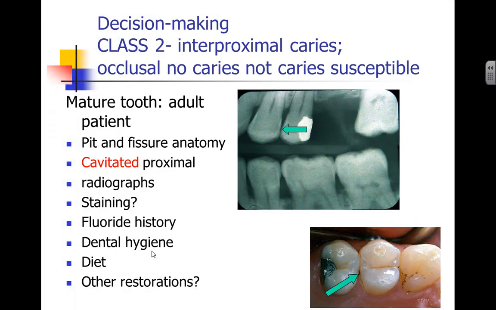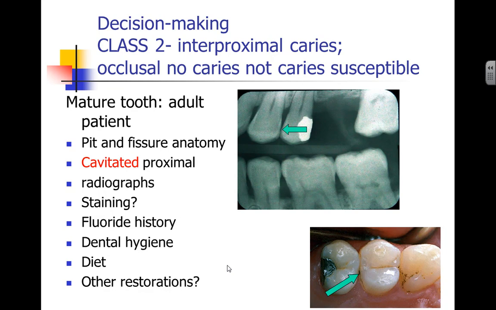For the mature tooth, the adult patient, we'll look at pit and fissure anatomy. We'll look at the cavitation on the proximal surfaces, all the things we just talked about. Radiographic evidence, staining, fluoride history, dental hygiene, diet, presence or absence of a high carbohydrate diet or acid diet, or presence of restorations.